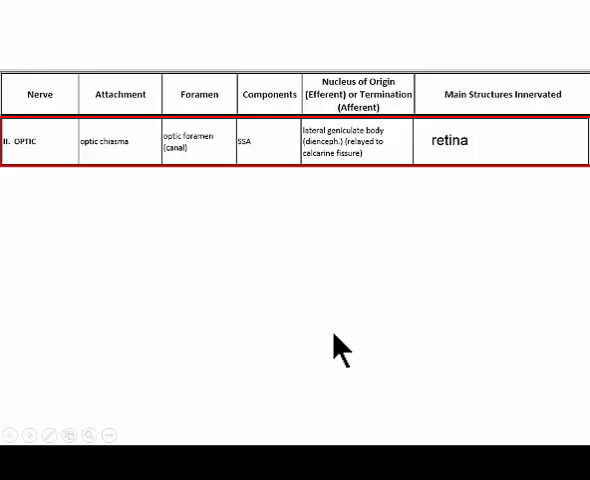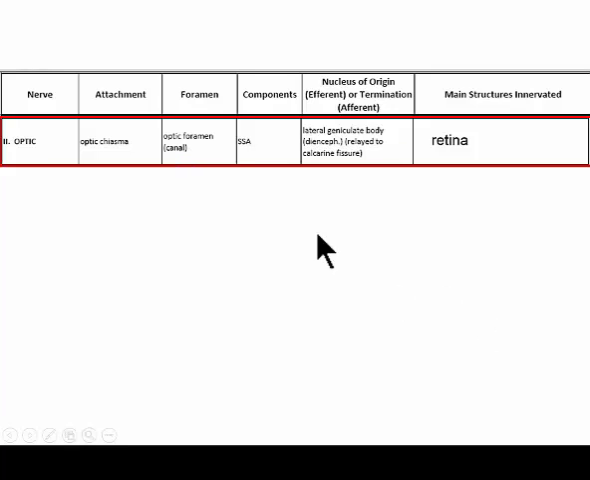Next nerve is the optic nerve for vision, right? This one's pretty simple too. I mean, the whole process is complex, but you've got retinas, right? You've got the optic nerve, the optic chiasm, where the nasal fibers cross, the temporal don't. What foramen does it use? It uses the optic foramen, right?